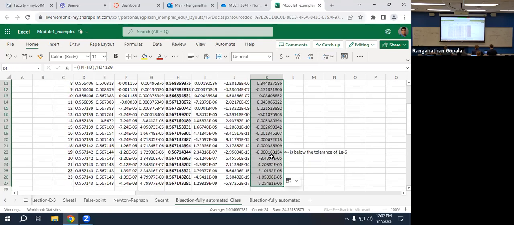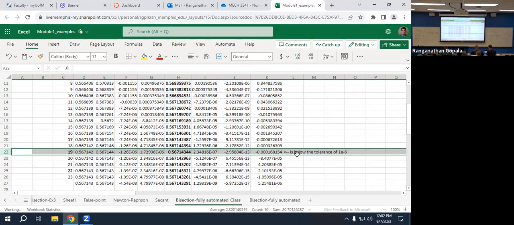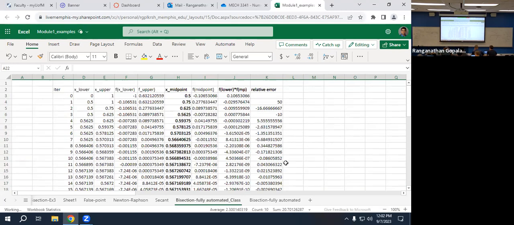So if you see here, you are already within 0.1% by 14 iterations, and by 19 iterations, it's within 1/10,000. Okay. This relative error or relative drift or relative change is an important thing that you should keep in mind as you do engineering judgments.